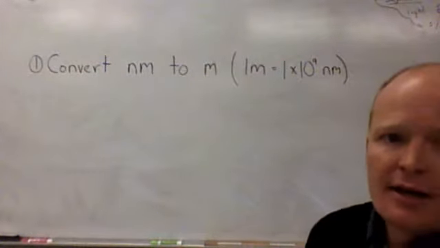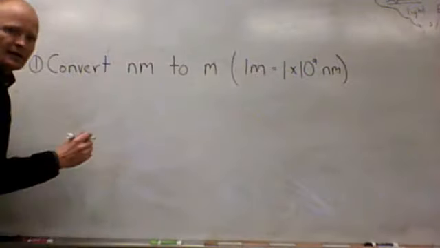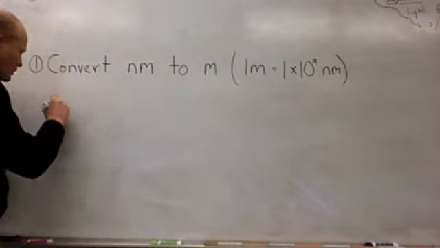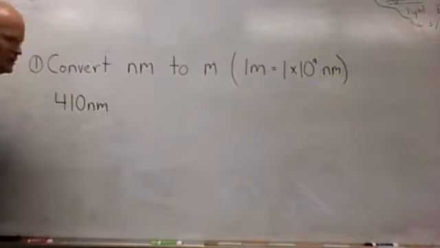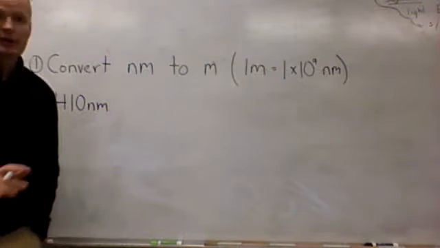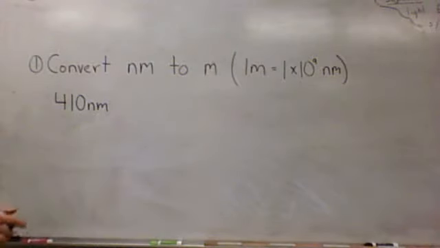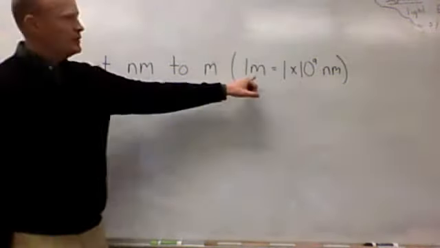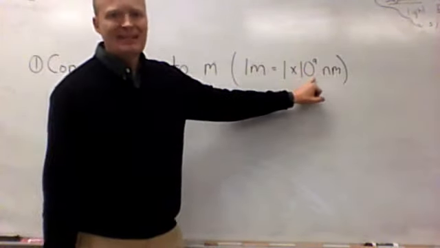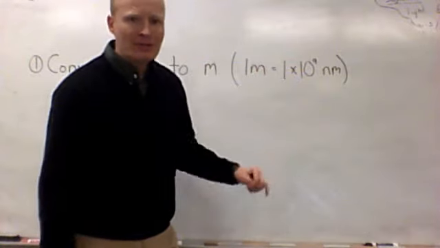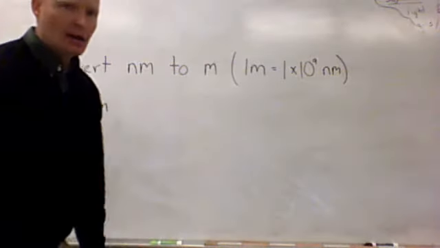Alright, so step 1, convert nanometers to meters. The wavelength of light that we're working with is 410 nanometers. So this is a conversion problem. We're going to use the conversion skills that we have to convert nanometers to meters. We are given the equivalence between meters and nanometers. 1 meter is 1 times 10 to the 9, or 1 billion nanometers. Remember, nanometers are a really, really tiny unit of distance.